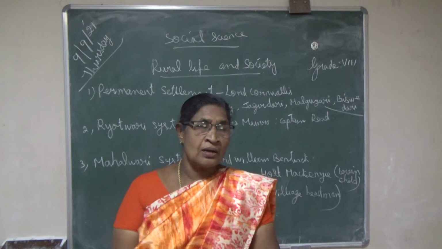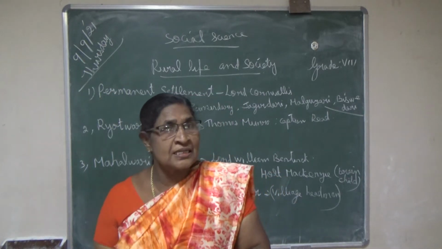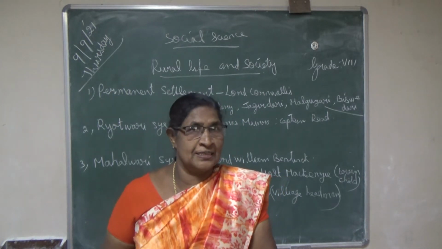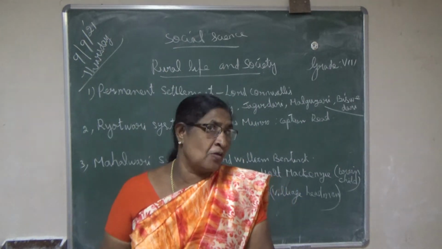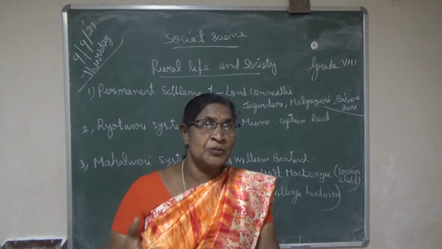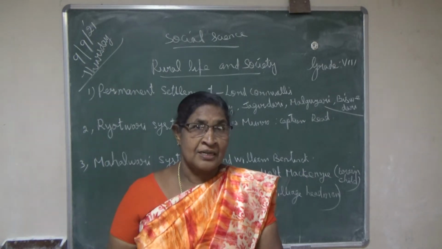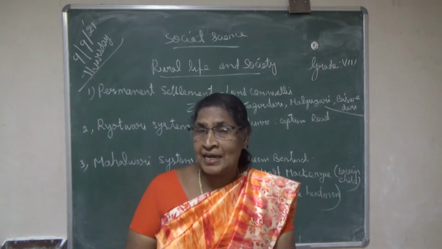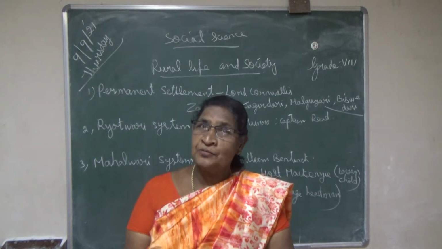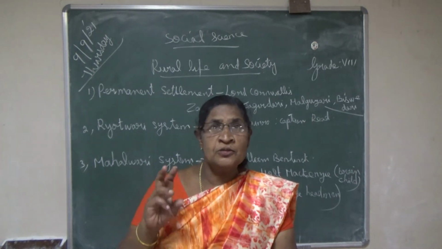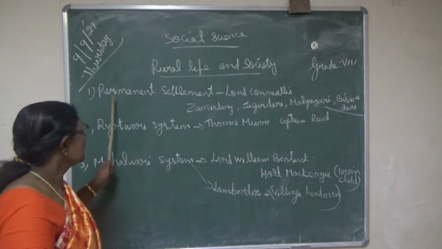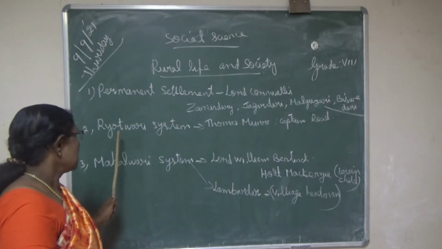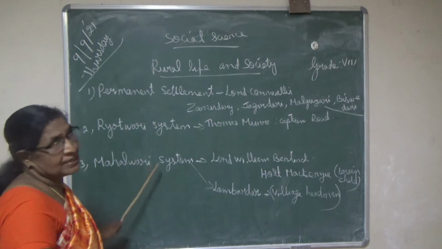Okay, so already we studied the expansion, they followed different policies, isn't it? Doctrine of lapse, subsidiary alliance, wars. But now they want to collect the taxes, the revenue, isn't it? For the revenue, they introduced 3 policies or 3 systems: permanent settlement, ryotwari system, mahalwari system.